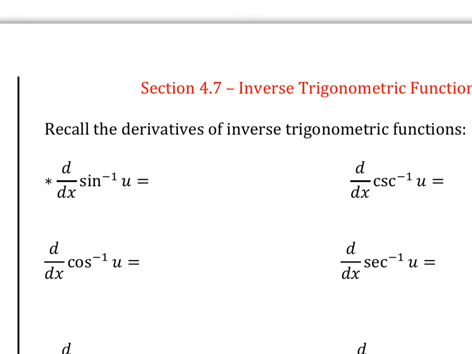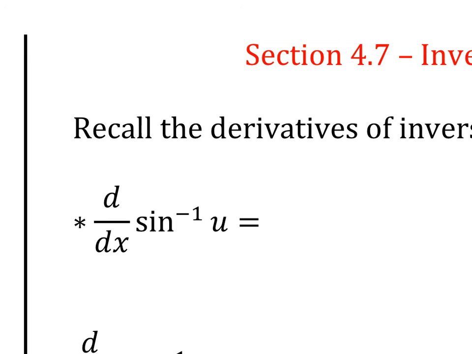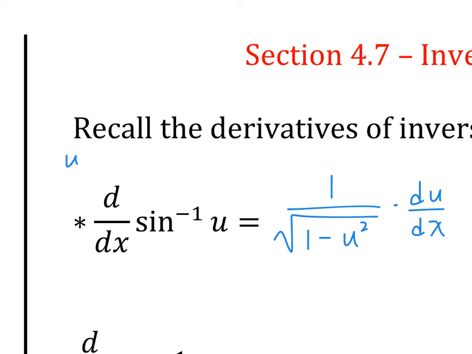Let's review the derivatives. Do you remember the derivative of inverse sine of u? 1 over the square root of 1 minus u squared. Yes. Times du dx. Yes. Because we're taking the derivative with respect to x, and we're going to assume that u is in terms of x. So there's some x inside u. So you have to do a chain rule. Okay, so this is the first one. Just recall what it is.